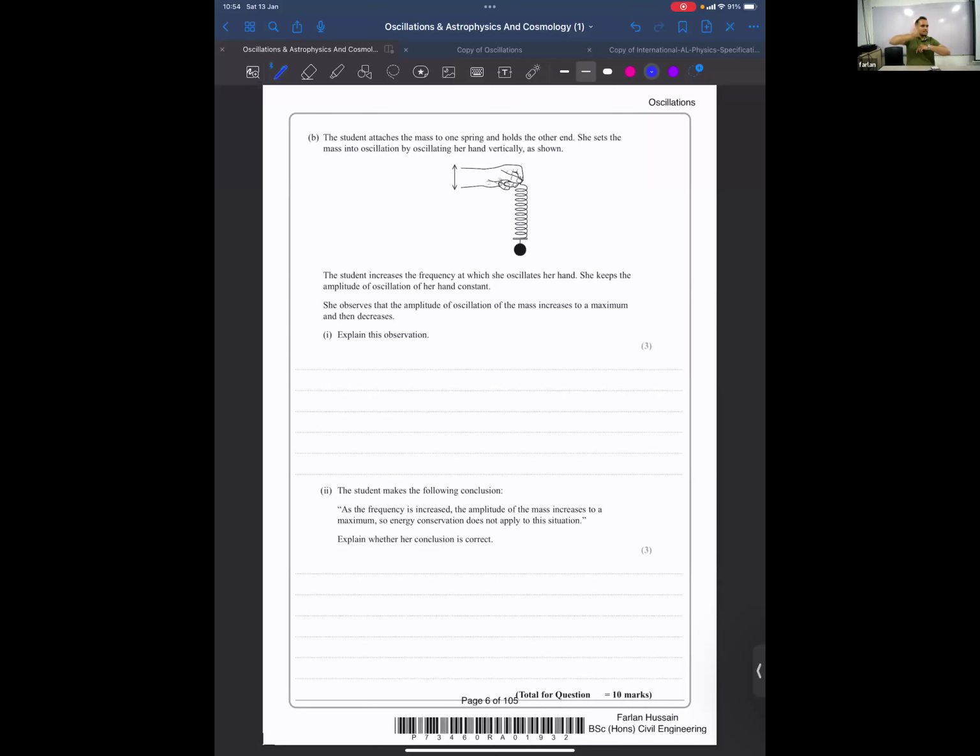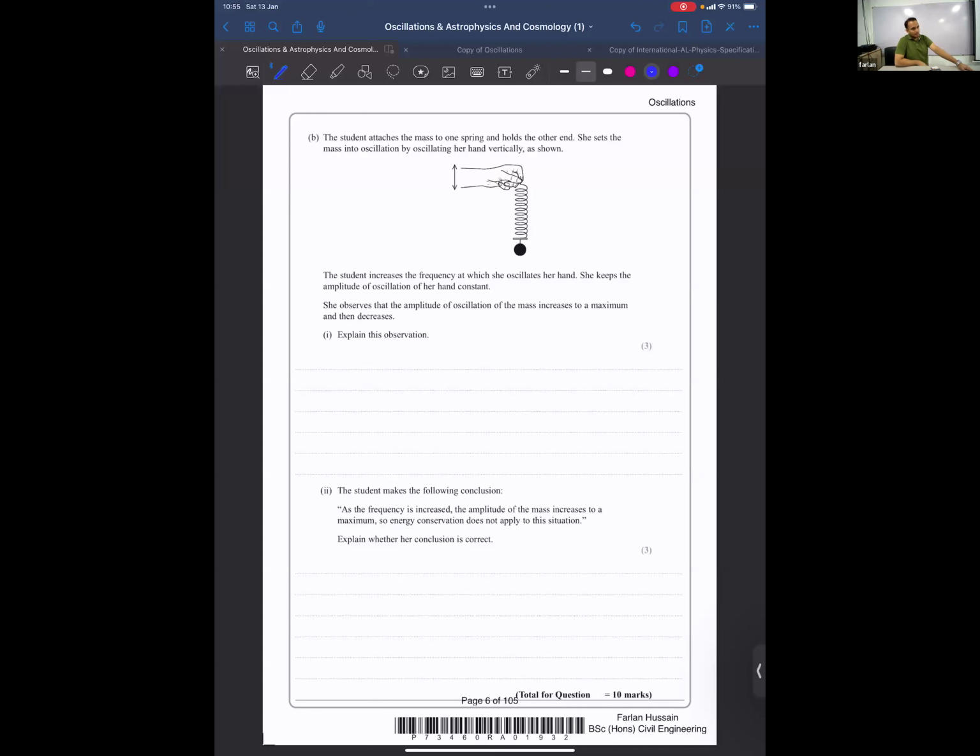Okay, the amplitude is the same. That's what the question says. She observes that even though the amplitude of her hand is constant, the amplitude of oscillation of the mass increases to a maximum and then decreases. What is this phenomenon? Resonance. So how do you explain it?